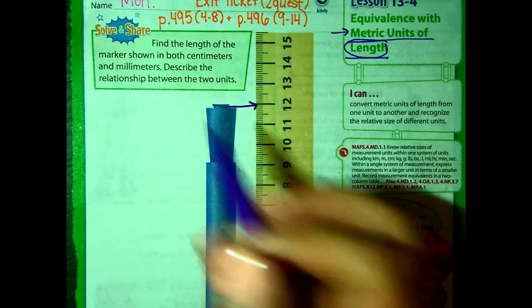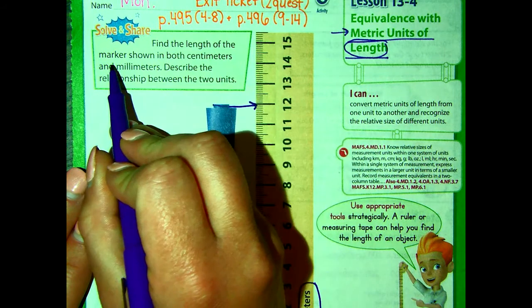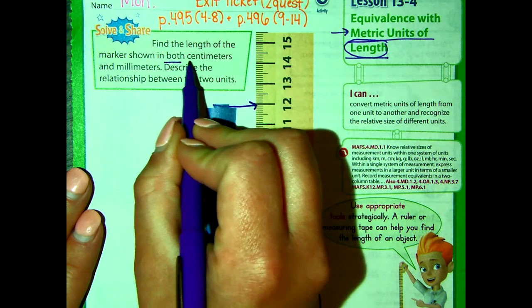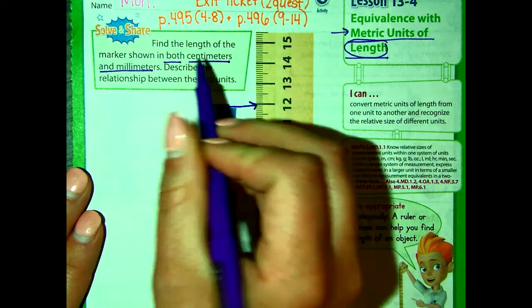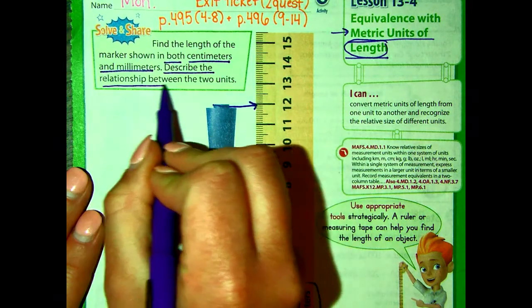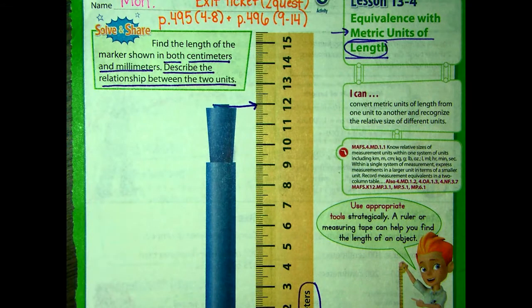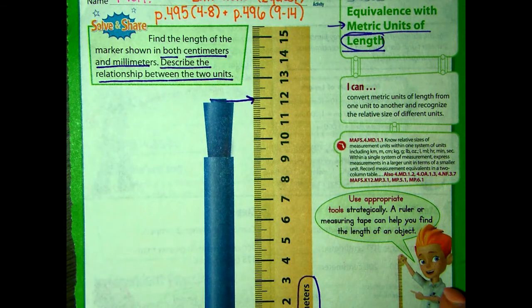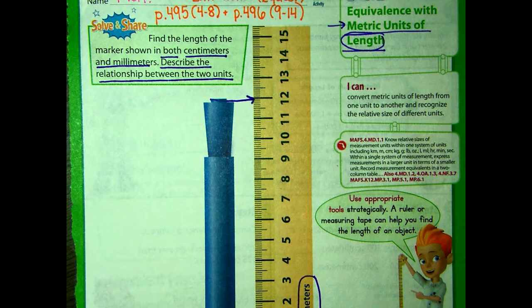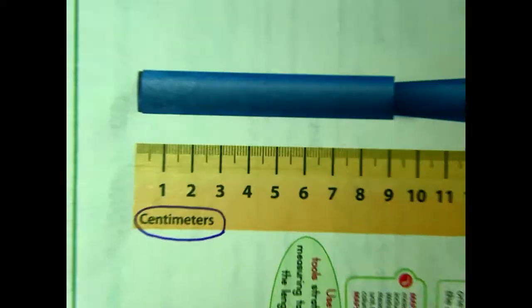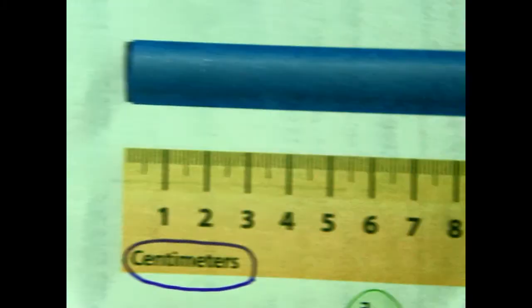Let's see what I need to do with this. Find the length of the marker shown in both centimeters and millimeters. Then describe the relationship between the two units. Okay, so if you go back to your reference sheet, hopefully you have that printed and available for you to look at as we are continuing with measurement. You will not see a conversion from centimeters to millimeters. However, we're going to turn this page, and hopefully after we go through this explanation, that will be one that you have memorized. So let's zoom in here.